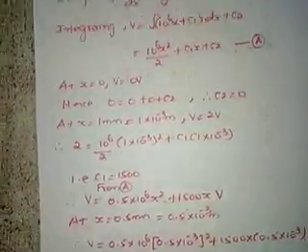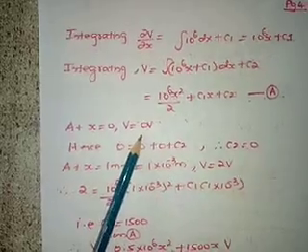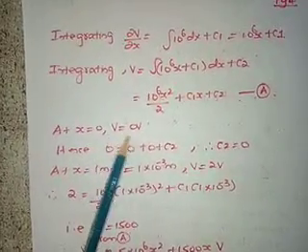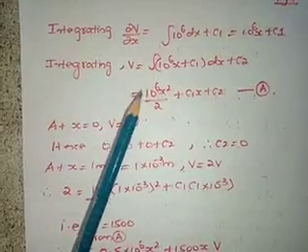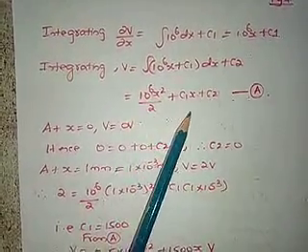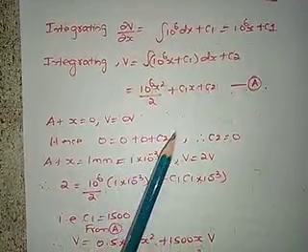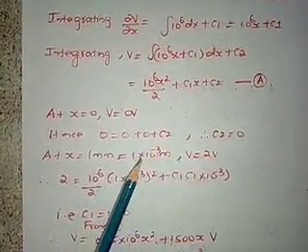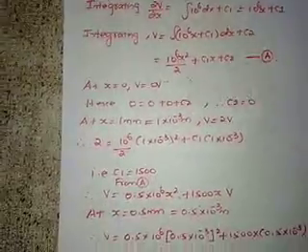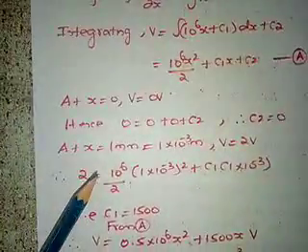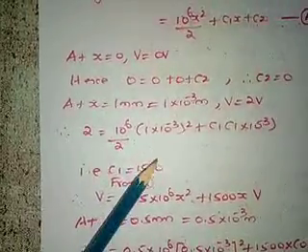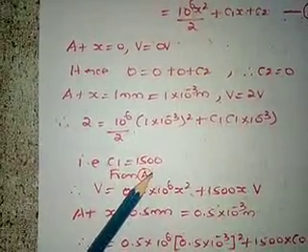They have given the boundary conditions: at x equal to 0, V is equal to 0 volts. So substitute x equal to 0, V equal to 0 in this equation for V. You get 0 equal to 0 plus c1 into 0, which is 0, plus c2. Therefore c2 value is 0. Now we are finding out the values of c1 and c2. Similarly, substitute x equal to 1 millimeter at V equal to 2 volts. On substitution and simplification, you get c1 is equal to 1500.